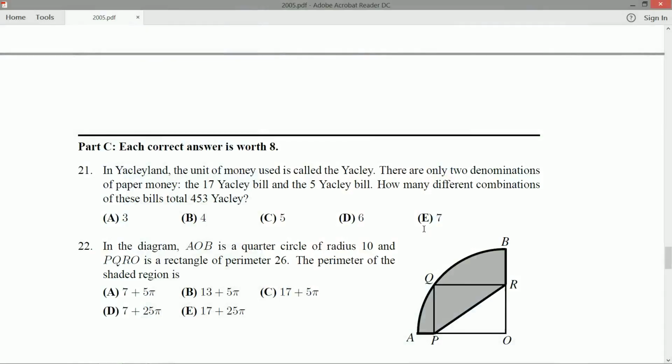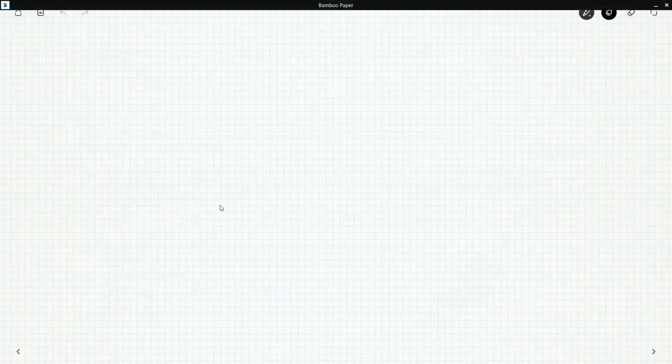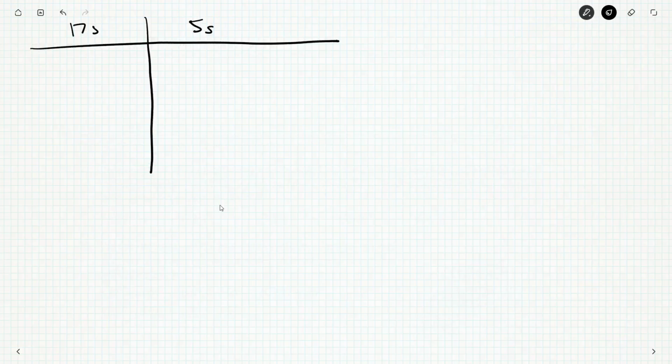So the first thing I need to do is get a 453 Cayley. So what I'm going to do is make a little bit of a chart. How many 17s do I need and how many 5s do I need? This is very similar to something called the Chicken McNugget problem. But don't worry about that. It's just something you can Google if you're interested in.